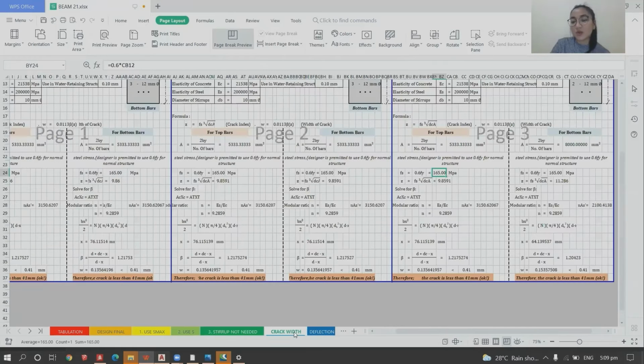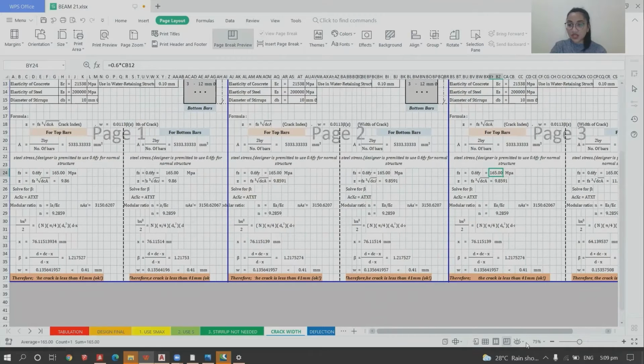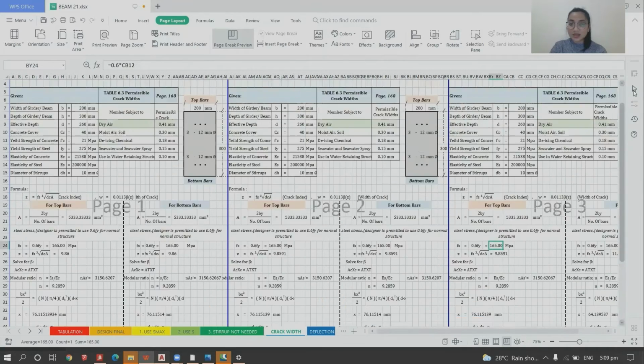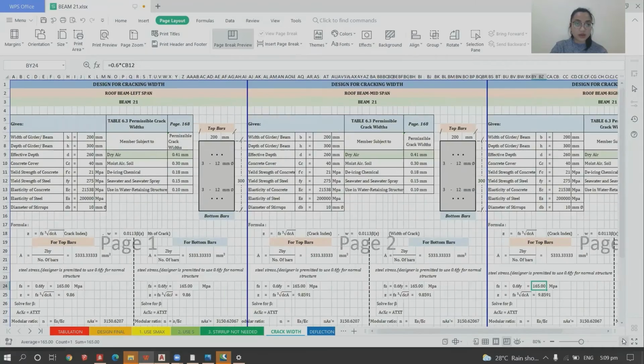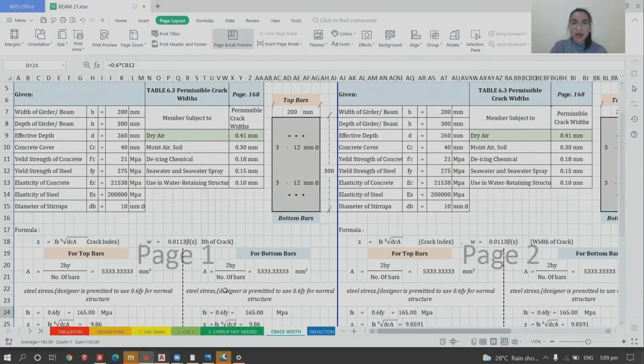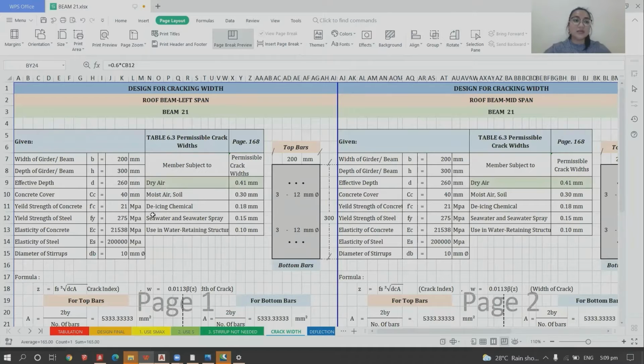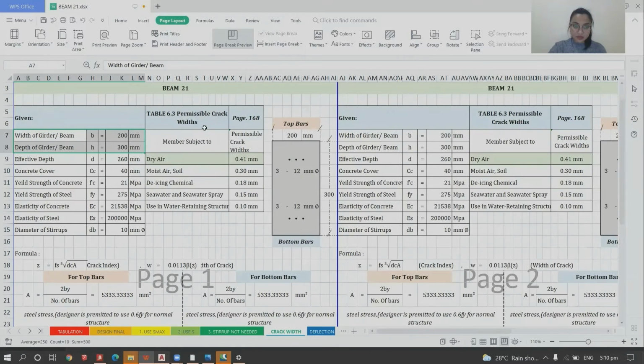And then for the crack width, to check if the overall design is okay. We have for the left span of the beam, width of the beam 200, or the dimension 200 by 300, effective depth 260, concrete cover 40, concrete strength Fc is 21, and 275 since I used grade 40 rebars. And then we have the elasticity of concrete and elasticity of steel, and the diameter of stirrup used is 10 mm.